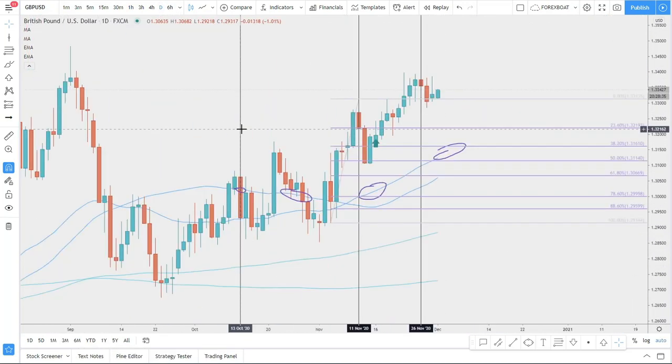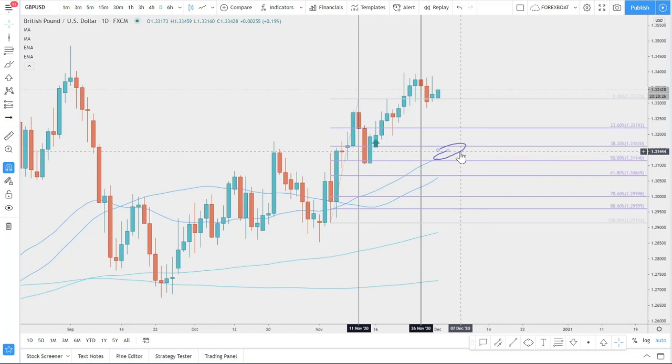As easy as that, we could spot where to buy or sell pound dollar. Same applies, of course, to other currency pairs, but you should be more careful with the pound because it's more volatile and you need to make calculations as to what should be your risk. Because if you trade it the same way as the euro dollar, you would be risking much more than if you would trade the euro dollar itself. So that would have been our buy trade right there.